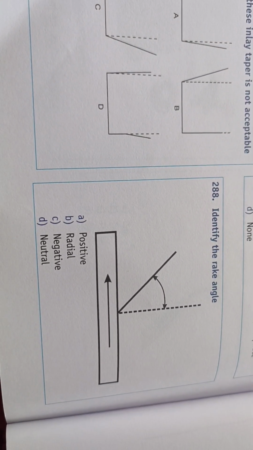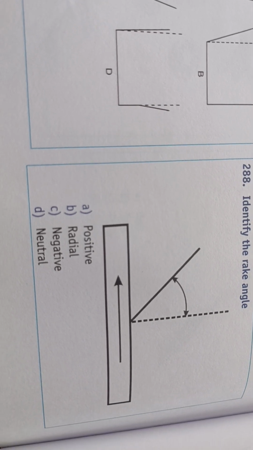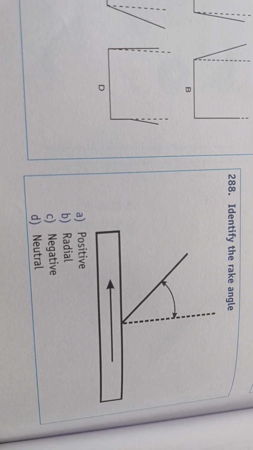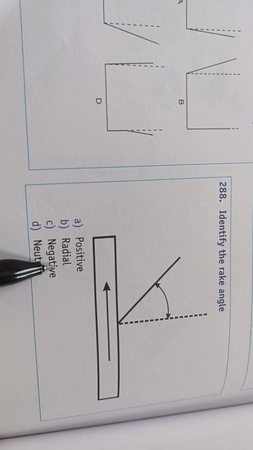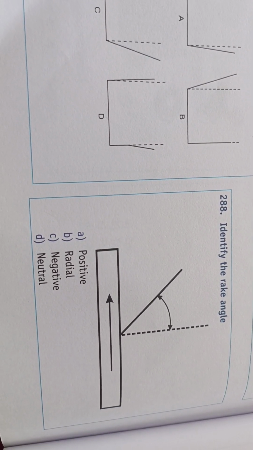Next question: identify the rake angle. Here the rake angle options are positive, radial, negative and neutral. The right answer is option C. Here the rake angle is negative when the blade is ahead of the radial line.